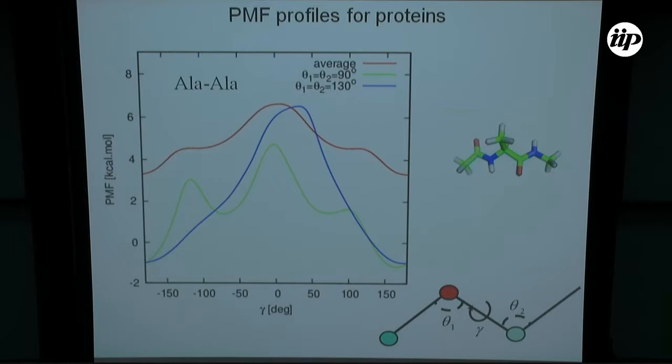Does it happen? For example, let's take the alanine-alanine torsional potential. And we can see that if we have just the average torsional potential, it has an average shape. It neither tells us that the alpha helices are stable nor that the beta sheets are stable. Oh, maybe beta sheets should be a little bit more stable. But when we plug in the dependence on theta, the blue curve is for large theta, like in beta sheets.